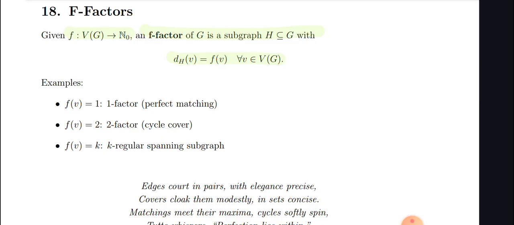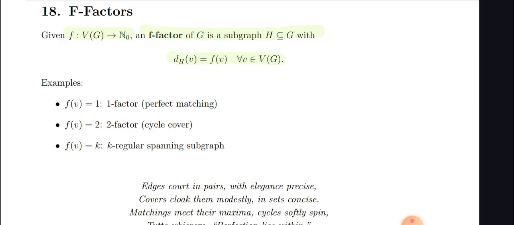It's exactly that. And you can see how all our previous concepts are just special cases of this. If you set f(v) = 1 for all vertices, you get a one-factor, a perfect matching. If you set f(v) = 2 for all vertices, you get a two-factor, a cycle cover. If f is just a constant k, you're looking for a k-regular spanning subgraph. But f can be totally non-uniform. You could say, I want vertex 1 to have degree 1, vertex 2 to have degree 3, and vertex 3 to have degree 0. The theory of f-factors helps determine if such a subgraph can exist.